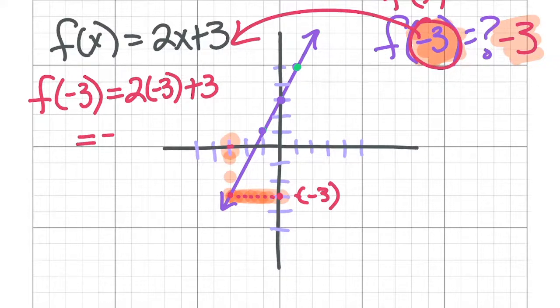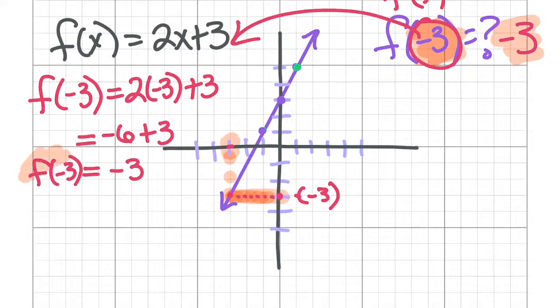2 times -3 is -6. And -6 plus 3 is indeed -3. So see how it doesn't really matter how you get there. You're going to get to the same place no matter what you do. As long as your technique is clean, you'll get to the right answers.